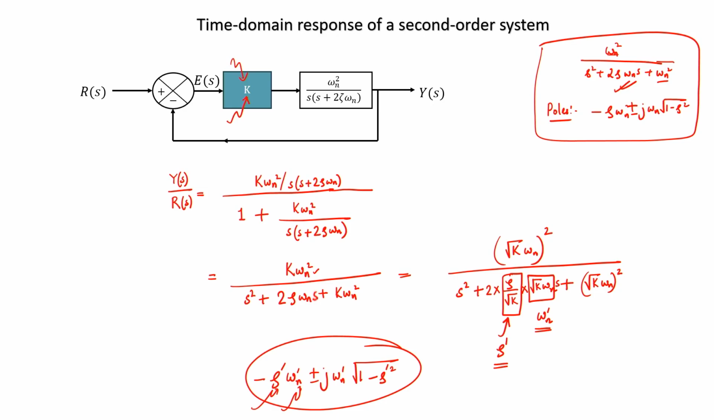This is similar to what we did for the first order case. In the first order case also, by changing the value of k, we were changing the location of the poles and as a result the response of the system was changing. In this case also, by changing the value of k, I can change the location of the closed loop poles and the response of the system.